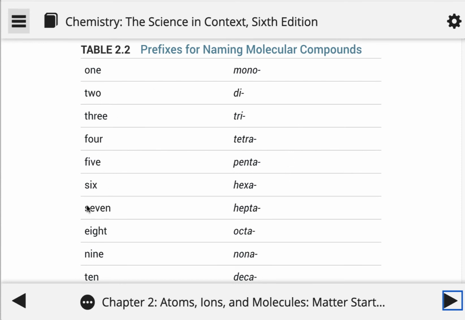Now, I will not expect you to know all 10 of these, but it is a good idea to at least go up to 5. And we will occasionally see compounds that have more than 5 of an element in there. So being at least reasonably familiar or able to figure out what these prefixes are when you see it in a name is going to be a good plan.